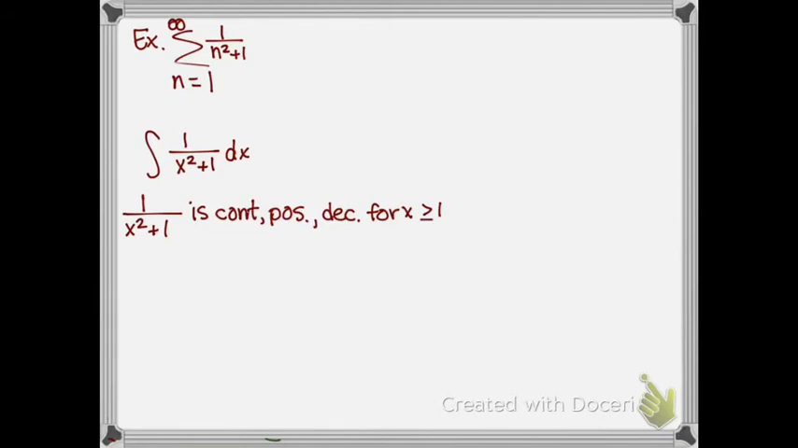If that's the case, then I'm going to go up here and evaluate the improper integral from 1 to infinity of 1 over x squared plus 1. So that would equal the limit as b goes to infinity of the integral from 1 to b of 1 over x squared plus 1 dx.